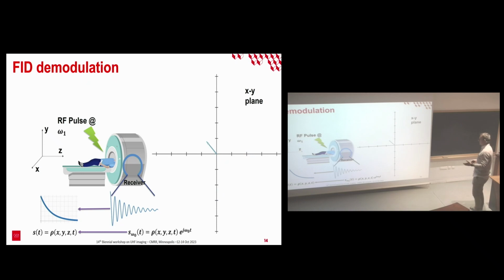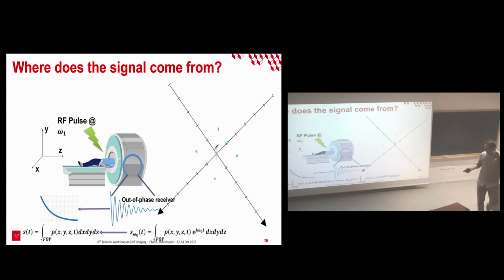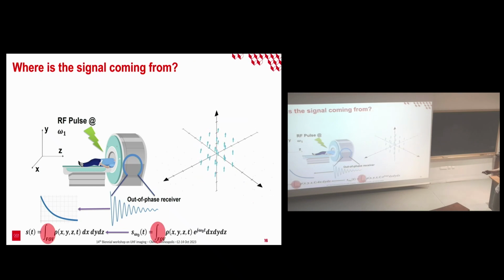Okay, but this is just a signal. This is not an image. So how do we get an image? We'll see that in a minute. These signals actually represent global spatial integrations over either the slice or the volume excited with your radio frequency pulse. So this is basically a summation over the excited portion of the brain, and you measure a single signal.